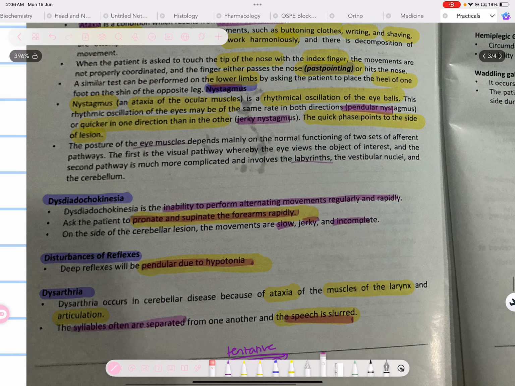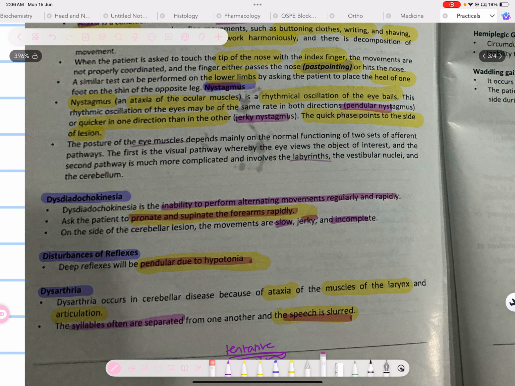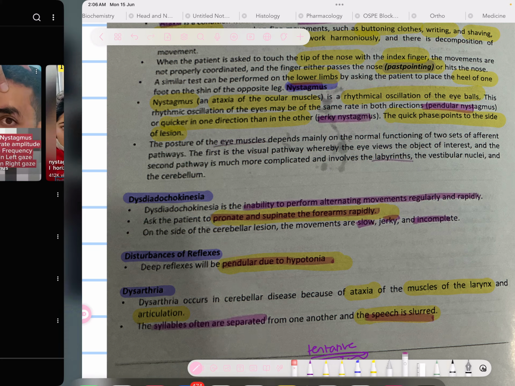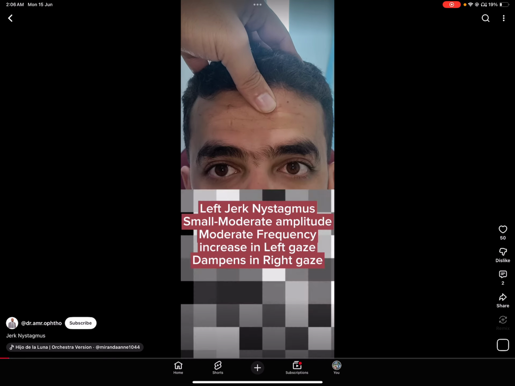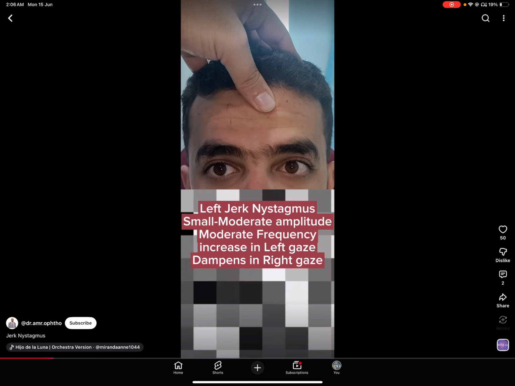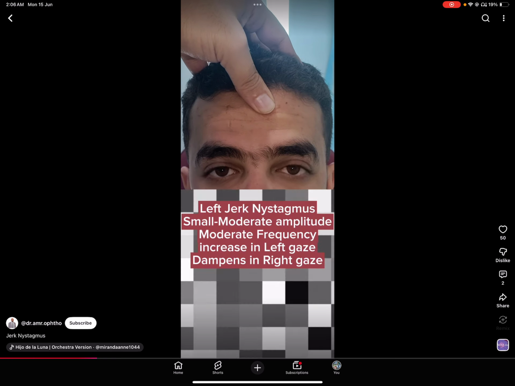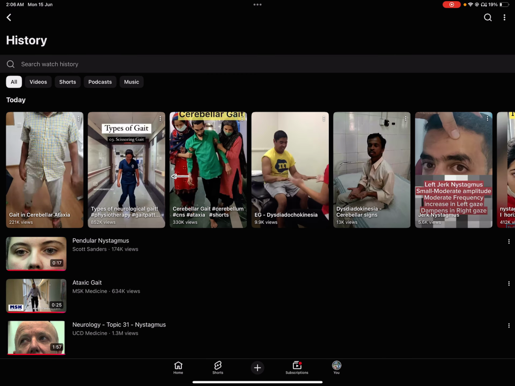Then after that we have nystagmus. Nystagmus is basically ataxia of the ocular muscles, rhythmical oscillation of the eyeballs, and pendular nystagmus and jerky nystagmus. So the quick phase is going to be towards the side of lesion. What does this mean? For example, patient quick phase is towards the left. Quick phase on the left side of the lesion, probably.